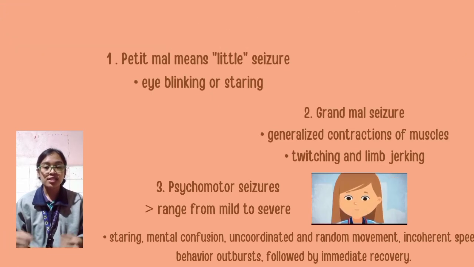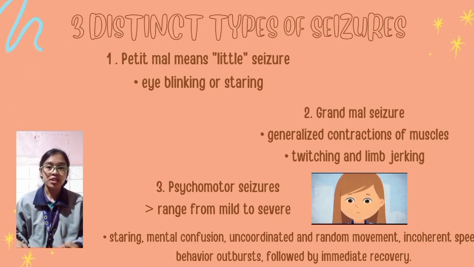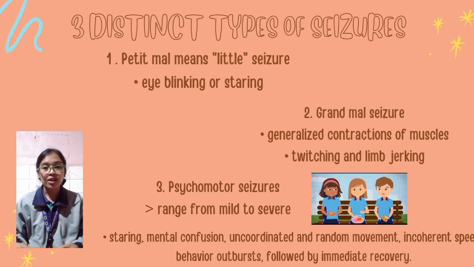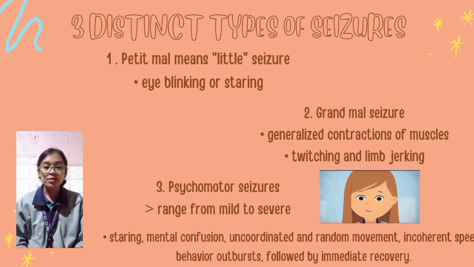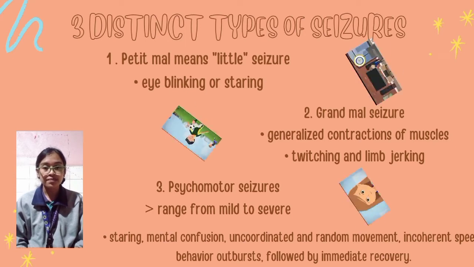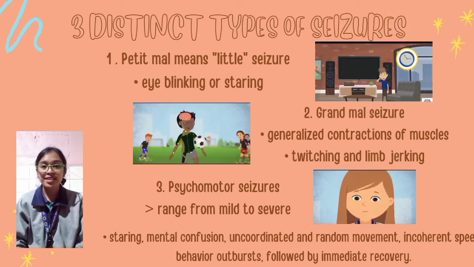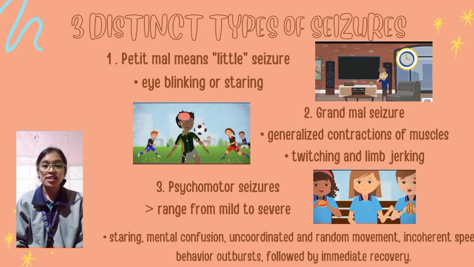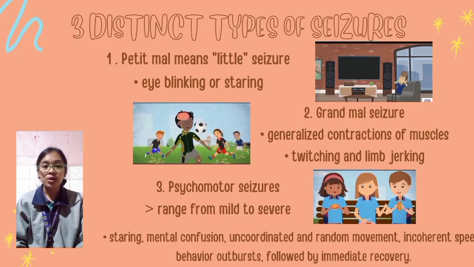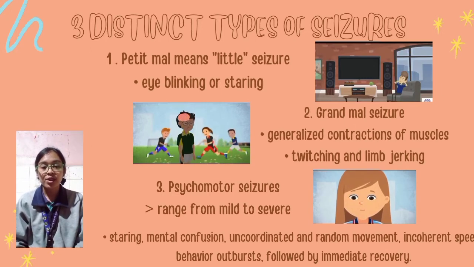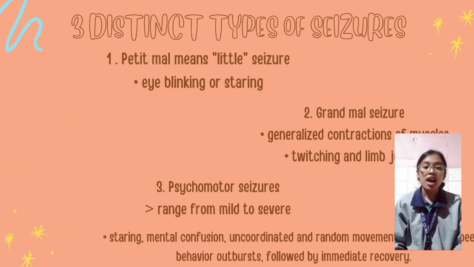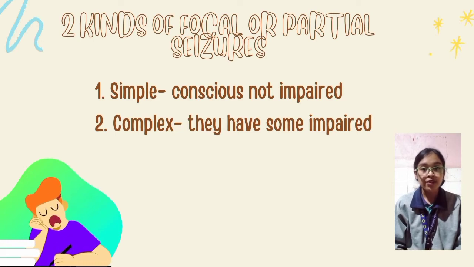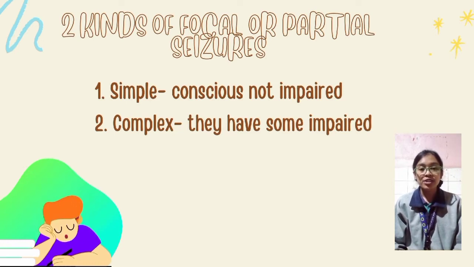and may include staring, mental confusion, uncoordinated and random movement, incoherent speech and behavior outbursts, followed by immediate recovery. Psychomotor seizures is different from grand mal seizure since psychomotor only occurs in one area of the brain, which is the partial or focal type of seizure.